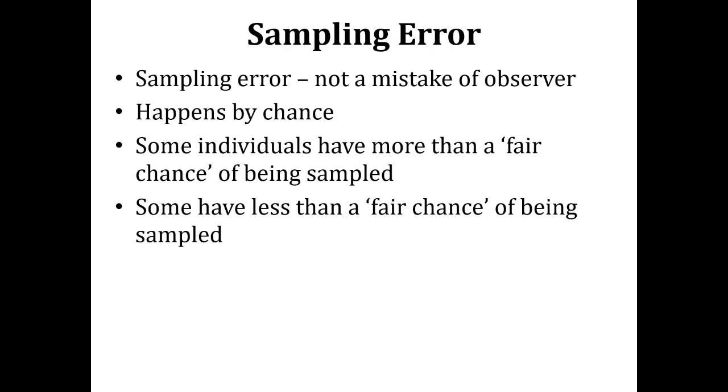And similarly, if you're catching mammals or birds, those members which are quick and swift will be difficult to catch as compared to the ones which are lazy, right? So this is something which is inherently present in the sampling procedure. This is not at all the mistake of the observer, and it happens by chance, because some individuals have more than a fair chance of being sampled as compared to others.